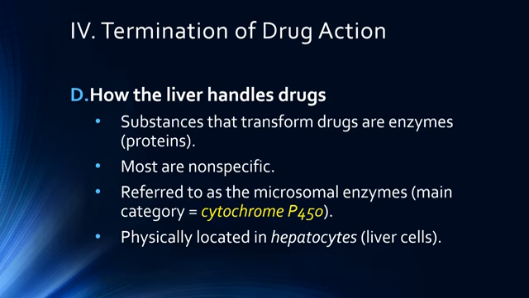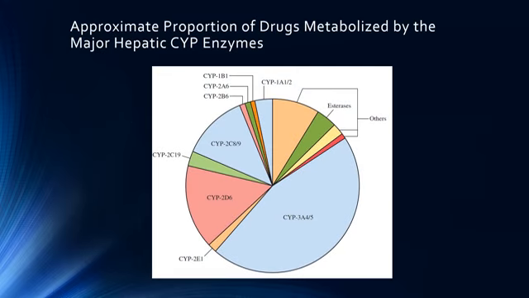Take a quick look at the proportion of drugs metabolized by the major hepatic cytochrome P enzymes. You can see that cytochrome P3A4 and 5 metabolize most drugs. That cytochrome P3A4 is, of course, inhibited by grapefruit juice and consumption of grapefruit. There are also some drugs that inhibit the production or the functioning of cytochrome P3A. That's something you have to watch out for, so be very careful about drug interactions. These cytochrome P450 enzymes are responsible for most of our drug metabolism.